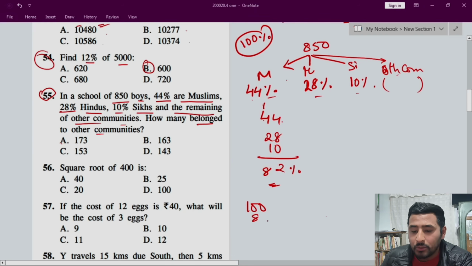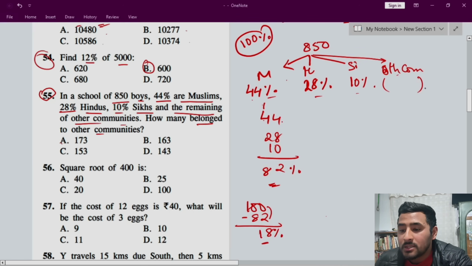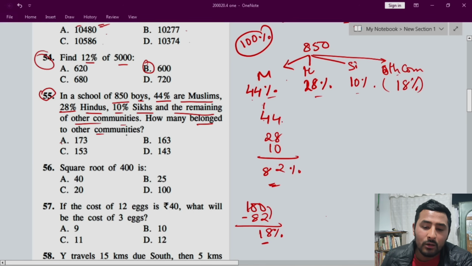100 minus 82. Minus 10, minus 2 will be 8. This will be 9. 9 minus 8 is 1. So 18% will be the other communities, and they are asking how many belong.